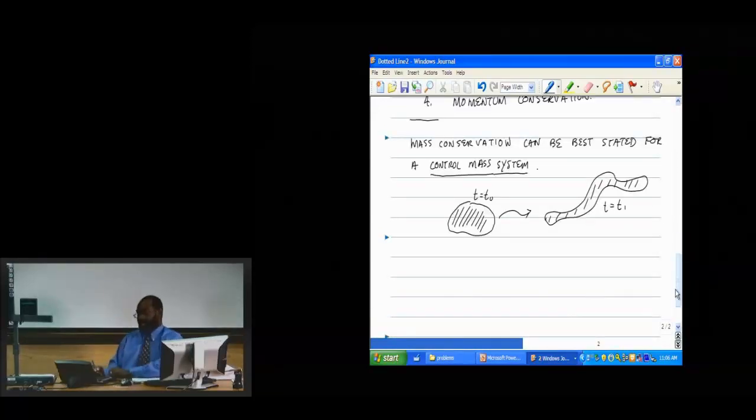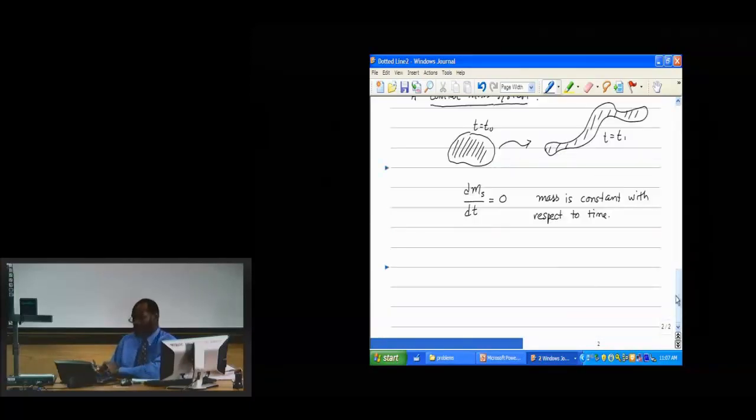We recognize that the mass associated with this is the same. And so in this control system, where the subscript S is the system, dm_S/dt is equal to 0. So this is a very simple statement of mass conservation. The mass is constant with respect to time.